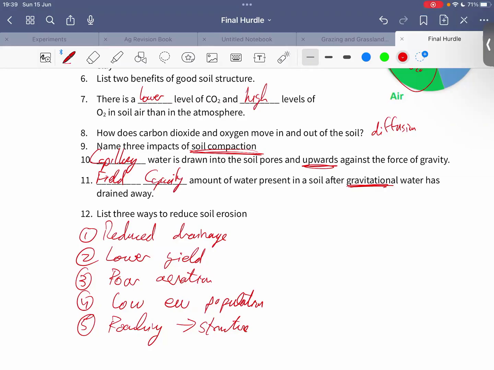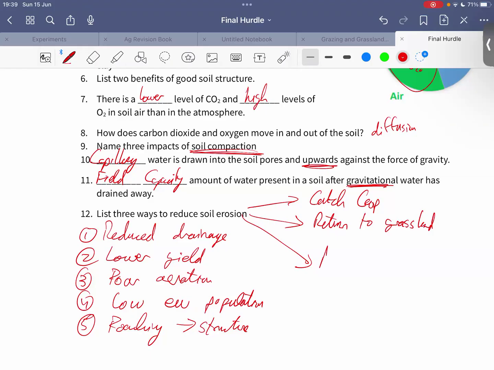And three ways to reduce soil erosion. This is a very classic question. Have a catch crop. Return to pasture, return to the grassland, the fibrous roots bind the soil together and improve your soil structure. And Laura, min-till, wonderful.